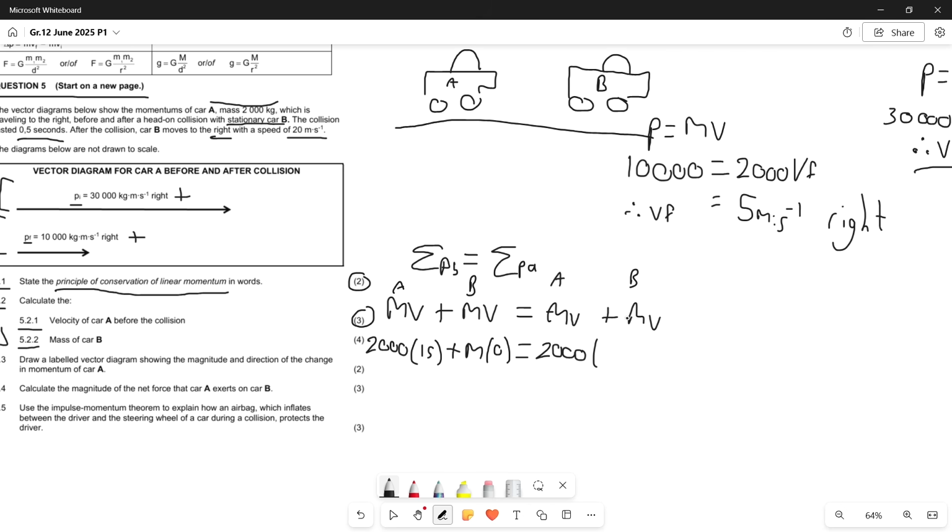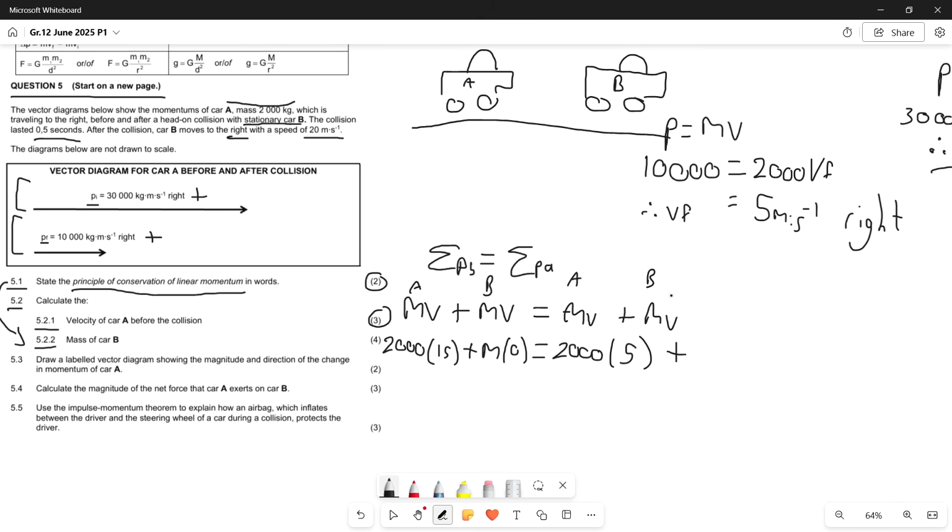And then we can go ahead and plug the 5 in here on the right side of our equation, as we now have the velocity of car A after the collision. And then at this stage, we are on car B after the collision. Car B's mass is still what we want over here, but its velocity was given to us. It says after the collision, car B moves to the right, also positive direction like these guys, to the right, with a speed of 20 meters per second to the -1.